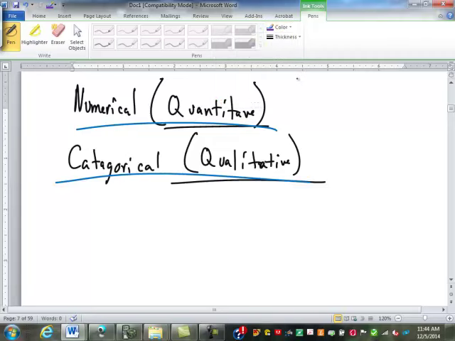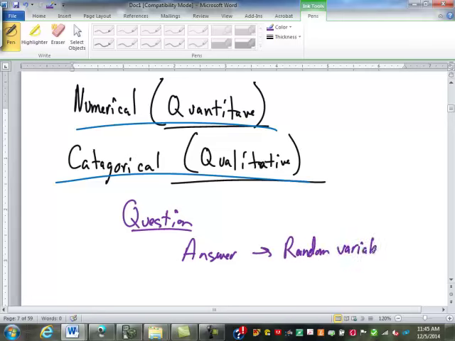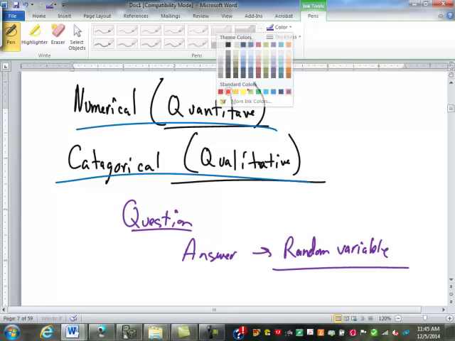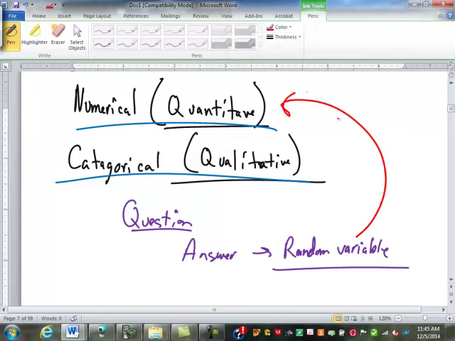Numerical, what we're looking at is a random variable. When we're doing any sort of statistical study, we're asking a question. And the answer to that question is a random variable. For example, if we're looking at heights of students, the question is, how tall is the student? And the answer is 6 foot 2 inches or whatever. That answer is a random variable. Since that answer is a number, that would be a numerical variable.